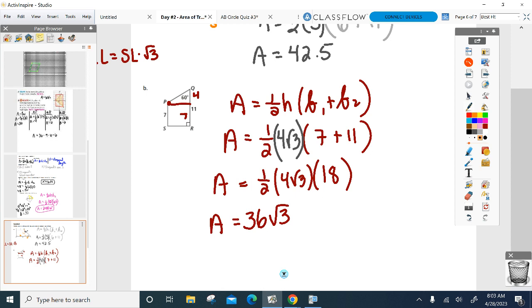Take a look. That was a little bit of a tougher one. You got to remember your 30, 60, 90 rules. And then are you okay on how I went from this step? I can't multiply anything times radical 3 unless it's another radical, which I don't have. So I multiplied the numbers.